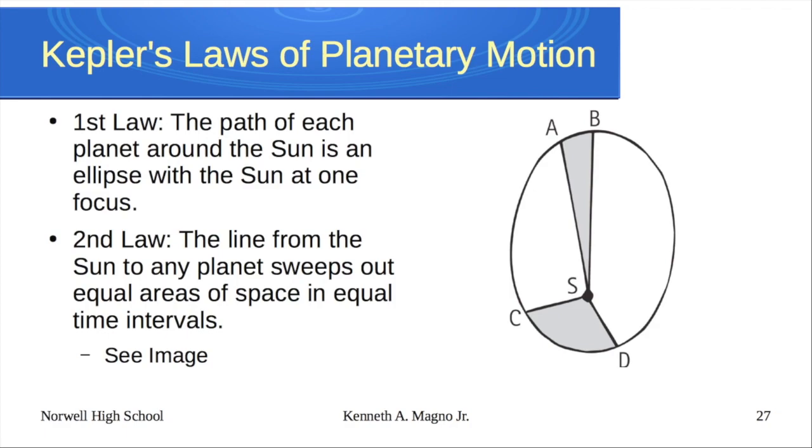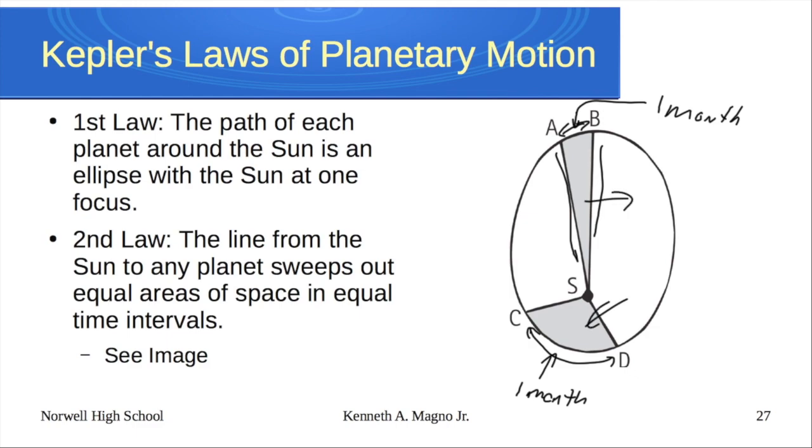Now, the second that he figured out was that the line from the sun to any planet sweeps out an equal area of space in an equal time interval. So let's just say that this from here to here is 1 month. Okay, from here to here would also be 1 month. If you look, the arcs obviously look like different arcs, but because you've got a different dimension here and here, these two areas are equal.